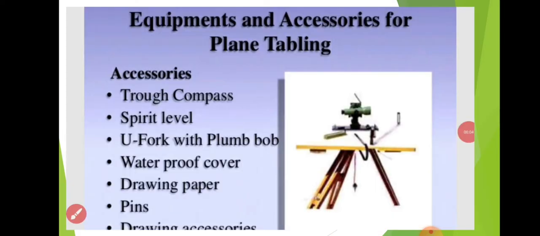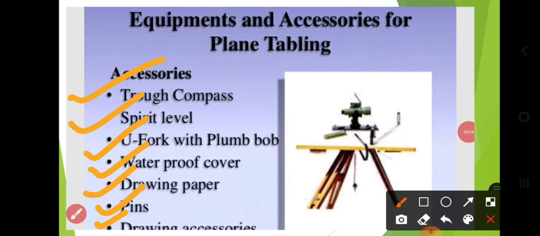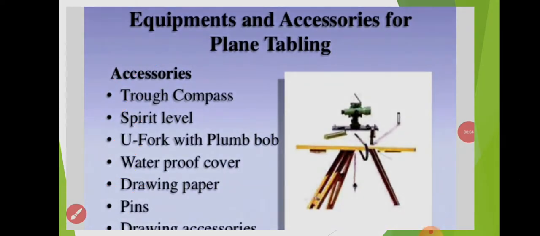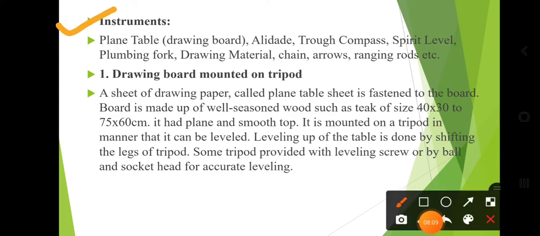Now there are different instruments which are used for plane tabling. The first one is a trough compass, then a spirit level, then a U-fork with plumb bob, a waterproof cover, drawing paper, pins, and drawing accessories like pencil, eraser, scale, etc. are needed for plane table survey. Now we will see the instruments one by one.